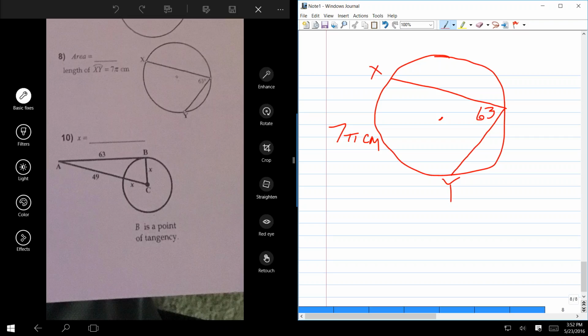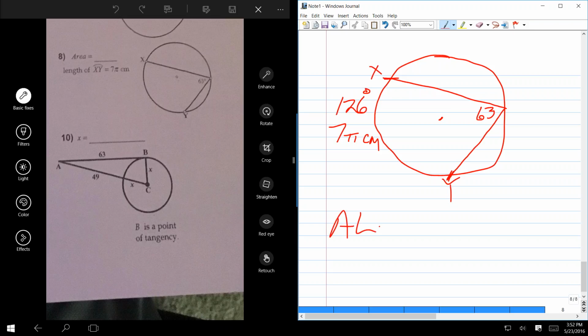And to find the circumference, they're telling us the length of this arc XY. If we could figure out what percentage of the circle that was, we could backtrack and find the circumference, then we could find the radius, and then we could find the area. To find the arc measurement of that segment, you could just multiply 63 by 2 and get 126. Okay, cool. Now, let's start with the general formula, because that's the way to solve this problem.